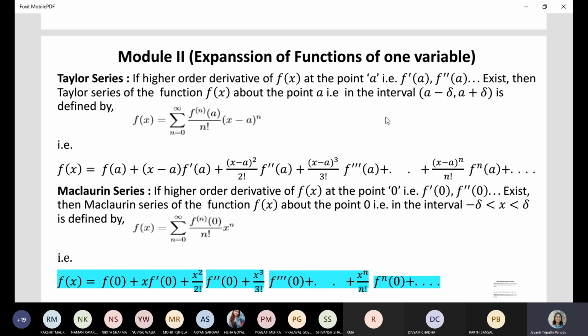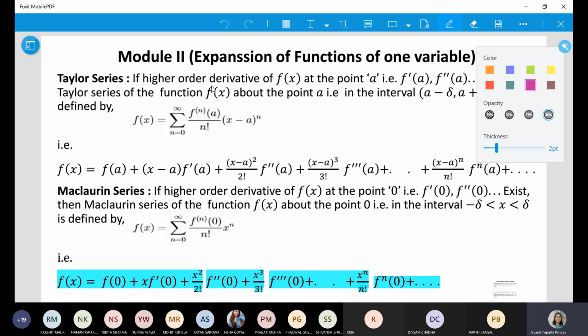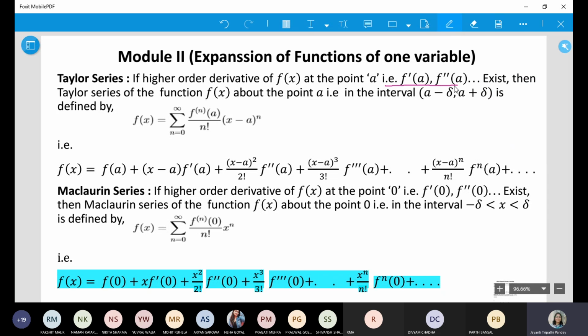Okay. There are two things you need to understand in this. The first thing is that the function should have all higher order derivatives. Okay. And the second thing is you are finding the value in the neighborhood of a point. Okay. So a should be specified to you, and all higher order derivatives should exist. Then you can find any point x in this interval by this expansion. This is the way Taylor series is defined.